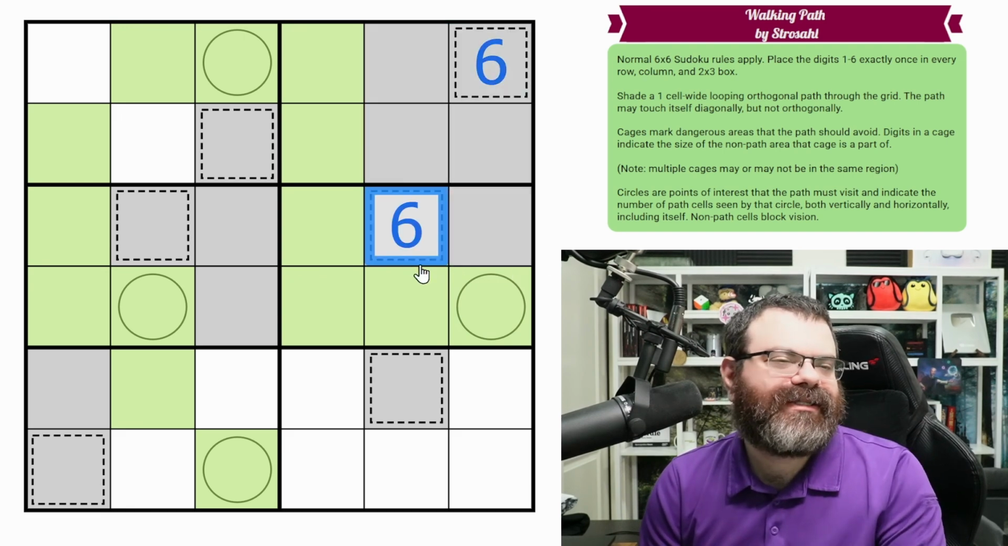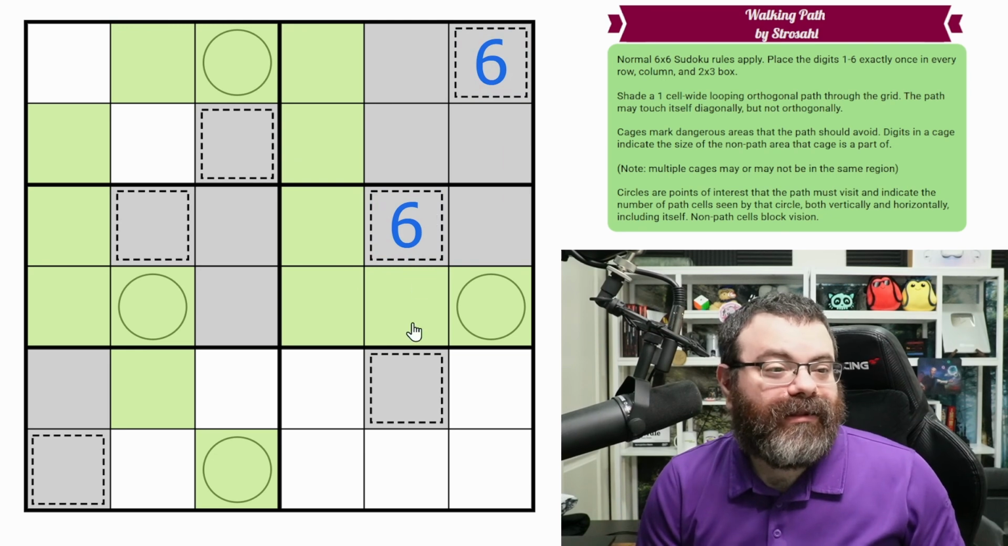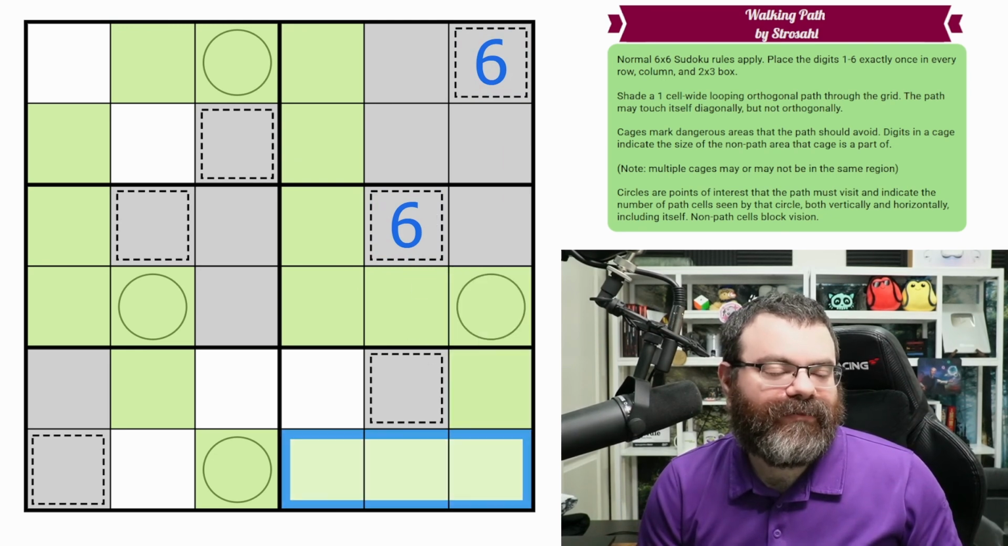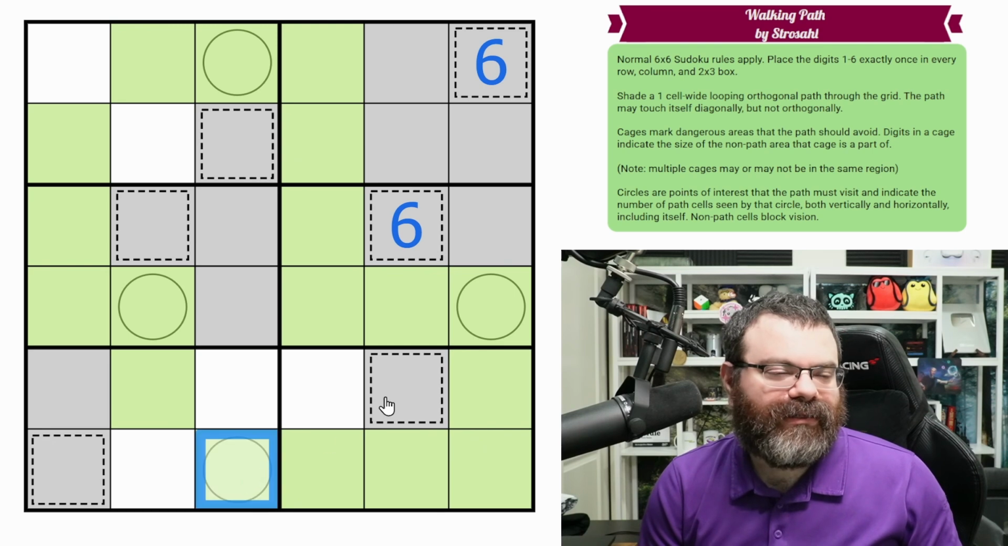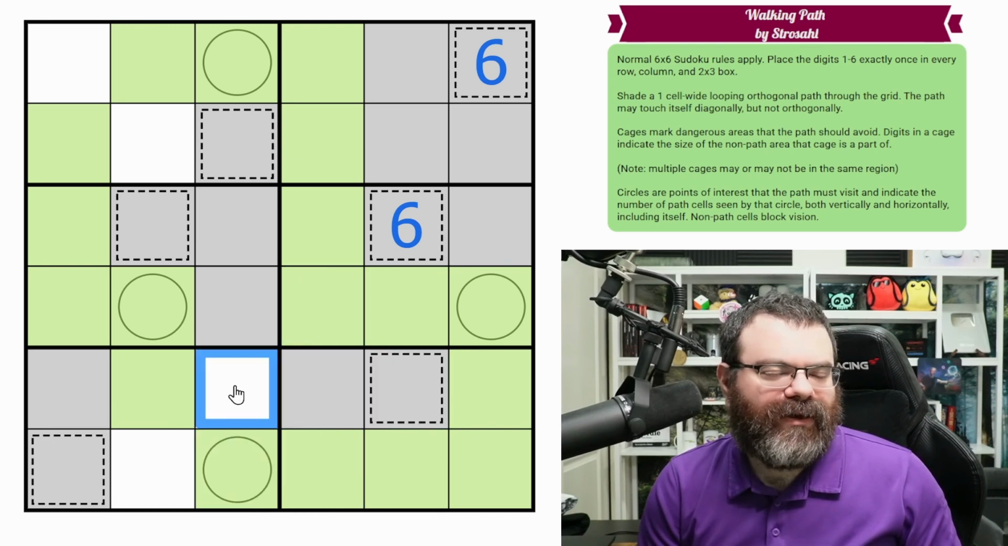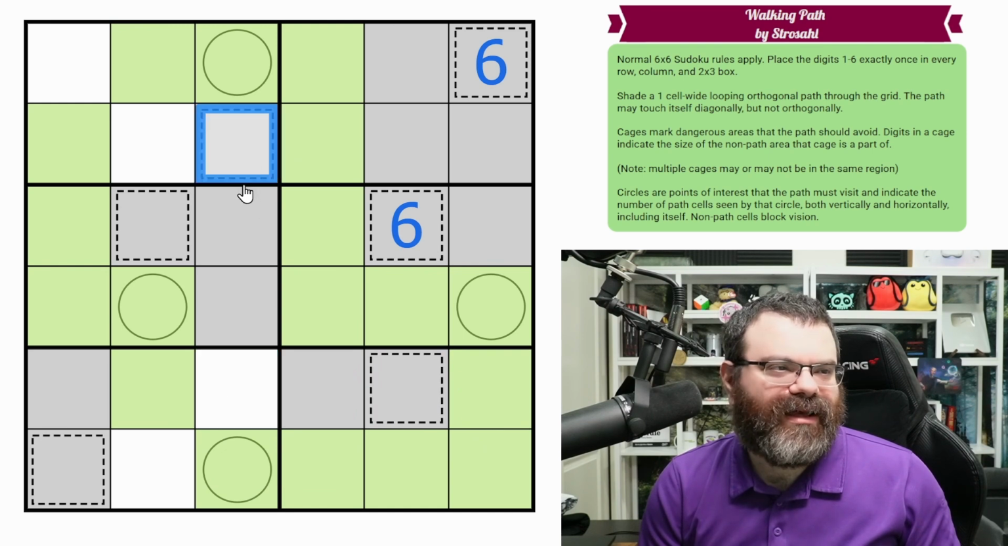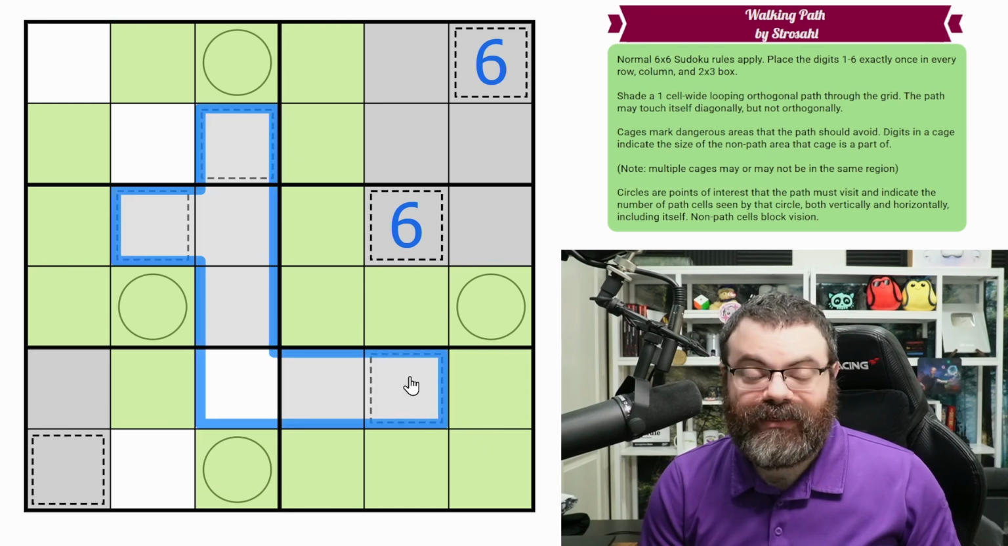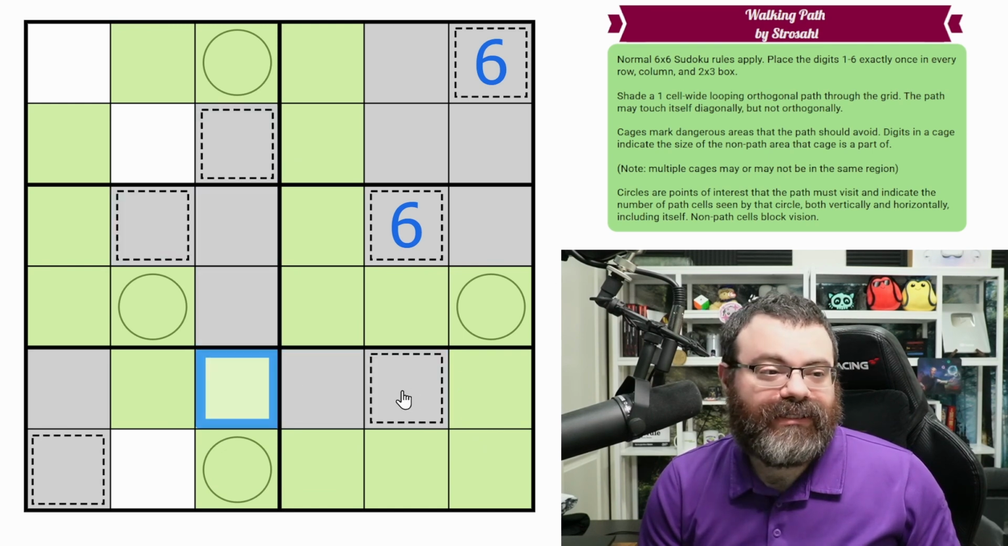So we get our first digits. That's 6 and 6. And this comes down, and it keeps coming around all the way through there, and it connects to this guy, meaning this is definitely gray. Now here, if this was gray, these would connect up. We'd have 1, 2, 3, 4, 5, 6, 7. 7's too big because we need to label it in these cages.